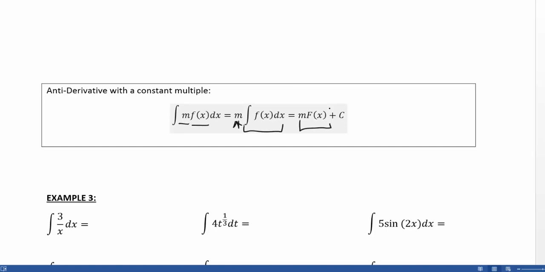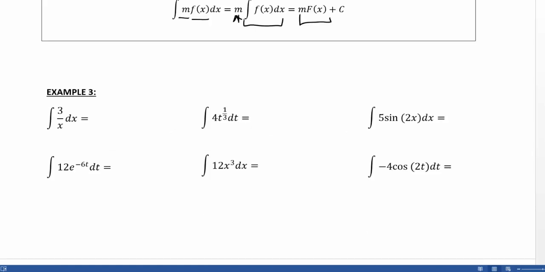So let's see how this looks when we try some practice problems. Example 3. So we're going to look at some more of these antiderivatives, and we're going to use our constant multiple rule to make sure we understand how these constants impact our final answer. So the first one, we have 3 over x dx. So I can rewrite this as 3 times the integral of 1 over x dx. So now the antiderivative of 1 over x is the natural log of the absolute value of x plus c.